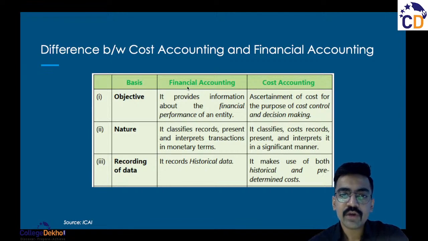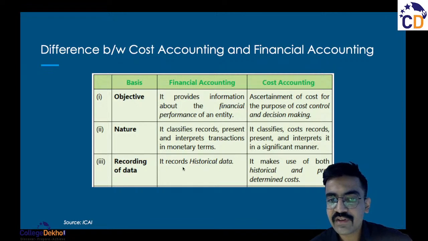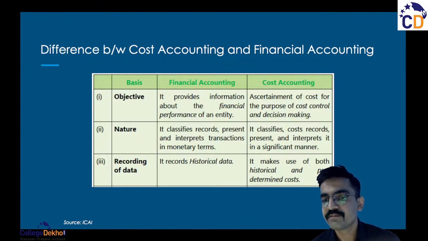All right. Now, in financial accounting, every piece of data is recorded on the historical basis, in the historical values of those particular financial items, right? But cost accounting makes use of both the historical cost and the predetermined cost. All right.